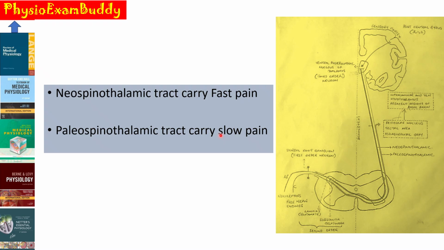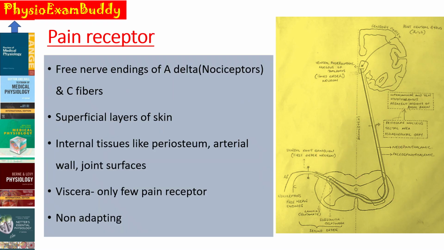And the pain pathway which carries this fast pain and the slow pain differs. The fast pain is carried by the neospinothalamic tract, whereas the slow pain is carried by the paleospinothalamic tract. So if the pain pathway is asked, you have to explain both these tracts, that is the neospinothalamic tract as well as the paleospinothalamic tract, and this is the diagram you are supposed to draw along with the pain pathway.